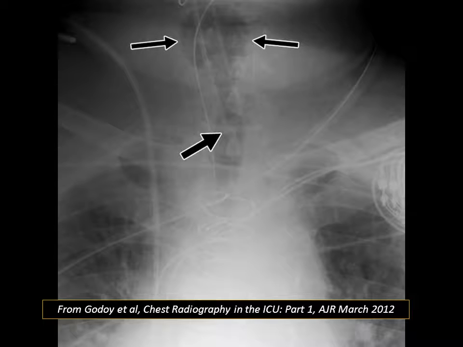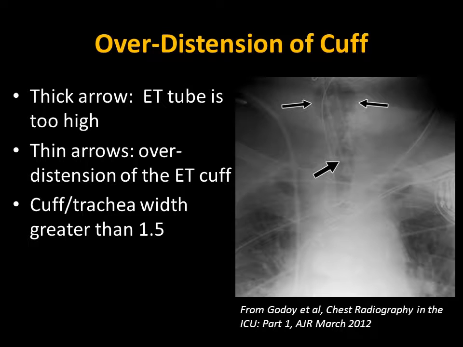One rule of thumb is that if the cuff is 1.5 times the width of the trachea, the potential for trauma to the airway exists. And in this case, you can estimate that the cuff is at least 1.5 times the width of the trachea, and maybe slightly more. So in this case, the ET tube appears to be too high in the airway, and the cuff appears to be overinflated.